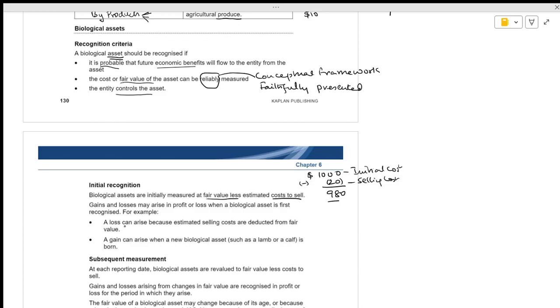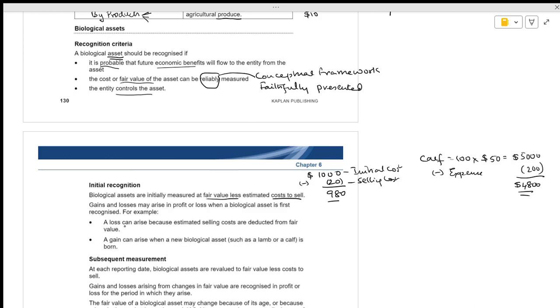Whenever you are buying, see, you are buying cows. You are buying 100 cows at the rate of 50. It comes to how much? It comes to 5,000. But for this, you will have some expenses. You are paying expenses of $200. What is the fair value? Fair value will be 4,800.